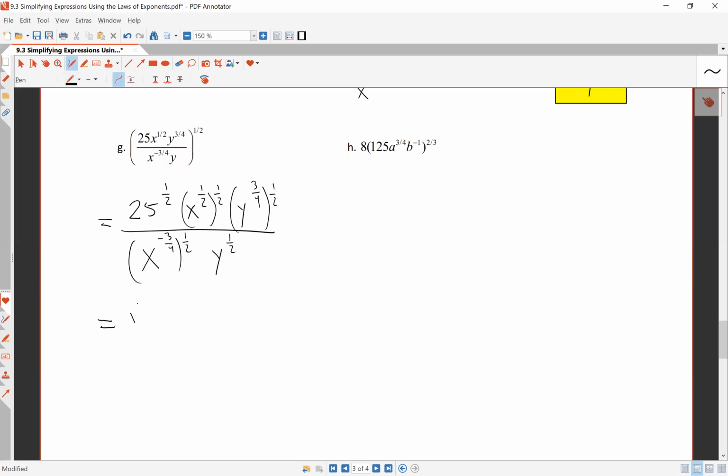25 to the 1/2 is the square root of 25, which we'll just write as 5. X to the 1/2 to the 1/2, those multiply and leave us with x to the 1/4. Y to the 3/4 raised to the 1/2 gives us 3/4 times 1/2 is 3/8. And in the denominator, we have -3/4 times 1/2, which is -3/8. And y to the 1/2.